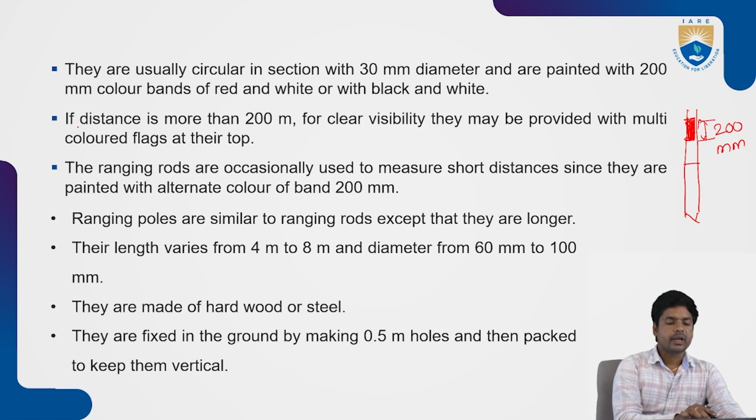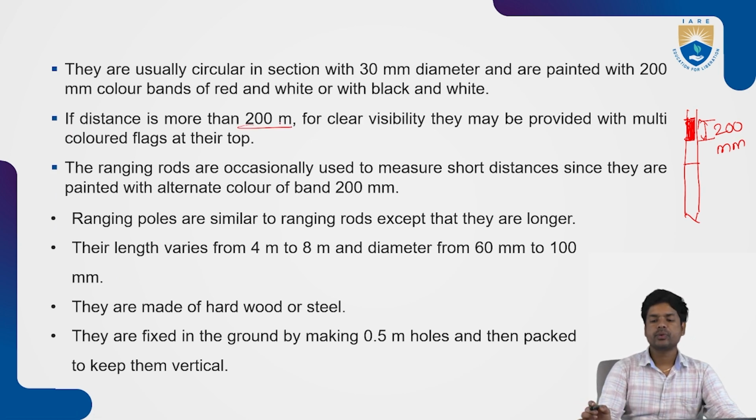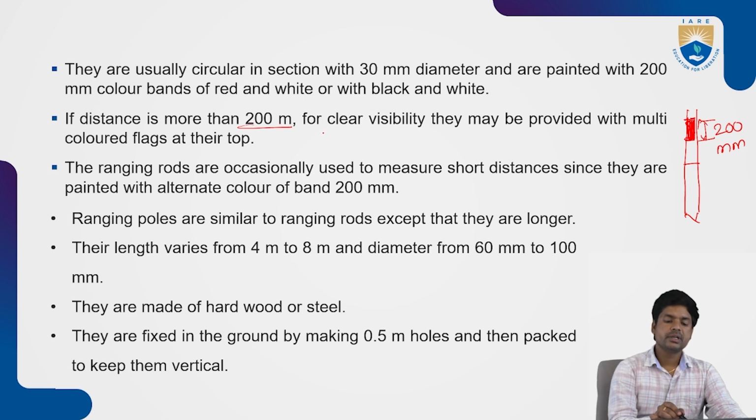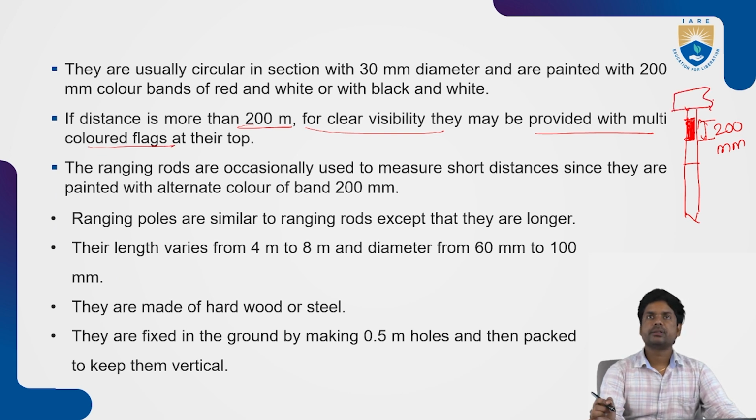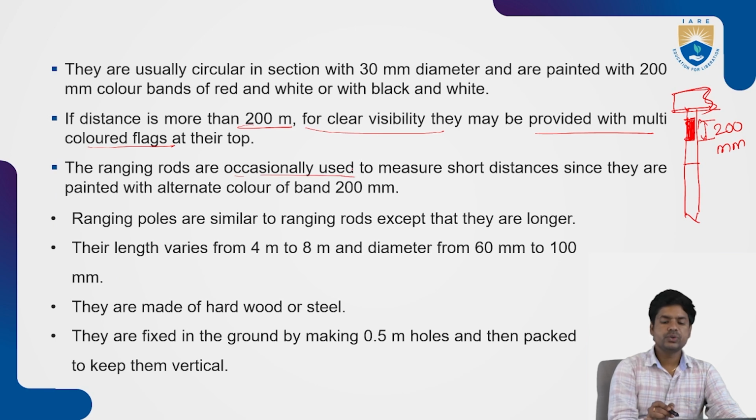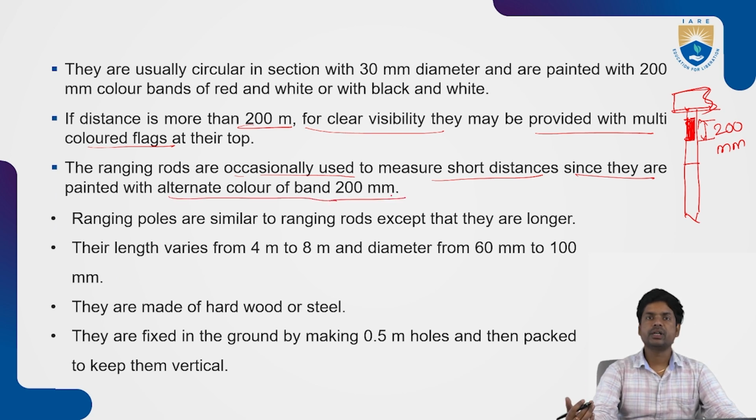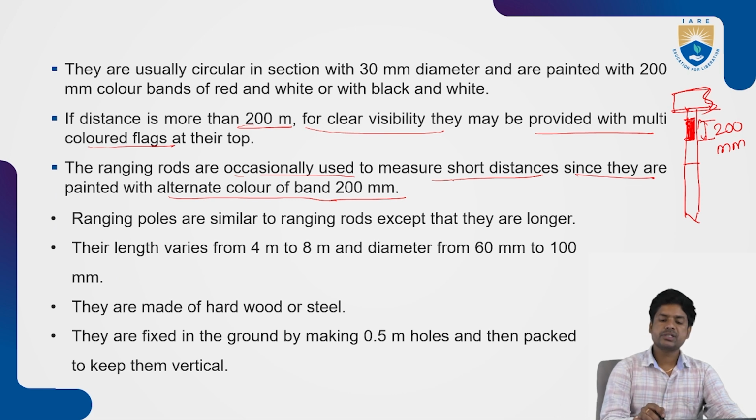If the distance is more than 200 meters, for clear visibility they may be provided with multicolored flags at the top. So if the distances are more than 200 meters, we place a multicolored flag to improve the visibility of the ranging rod or the position of the object. Ranging rods are occasionally used to measure short distances, since they are painted with alternate colors of 200 mm bands. So normally we use these ranging rods for measuring short distances.